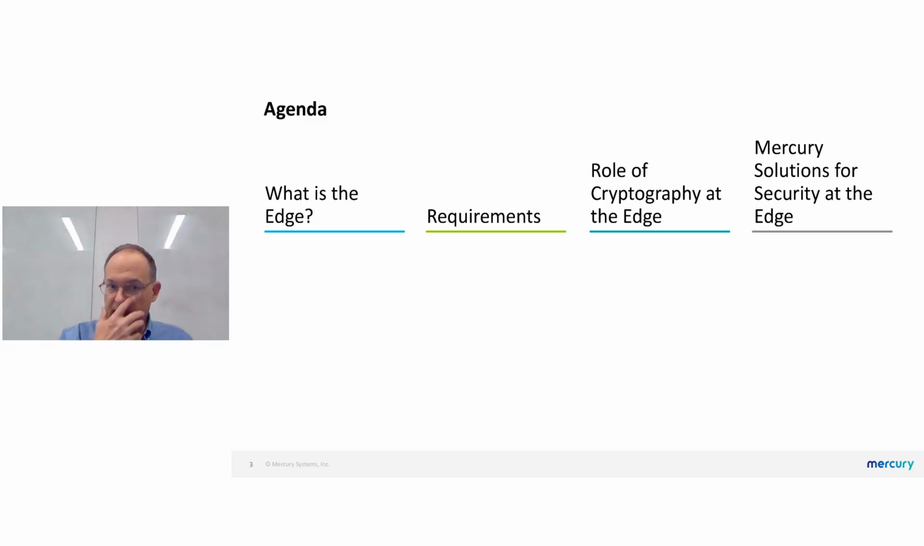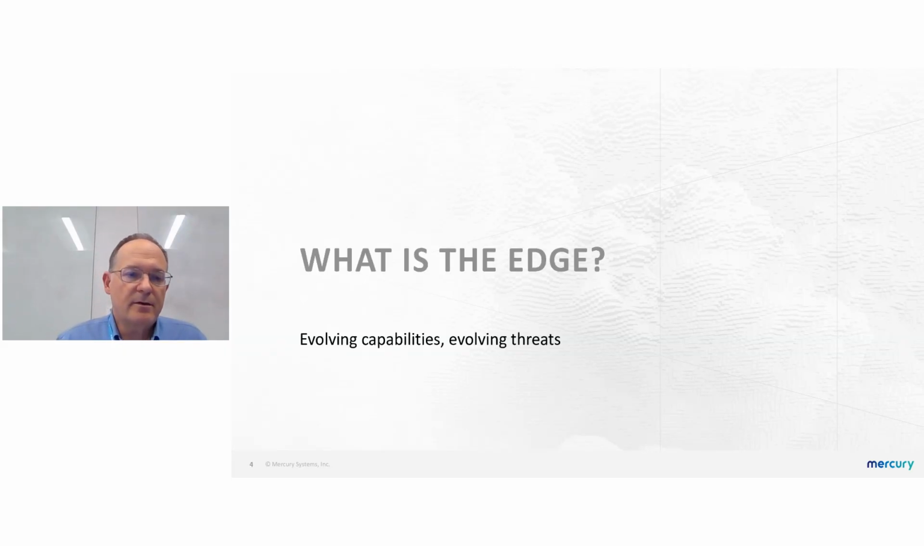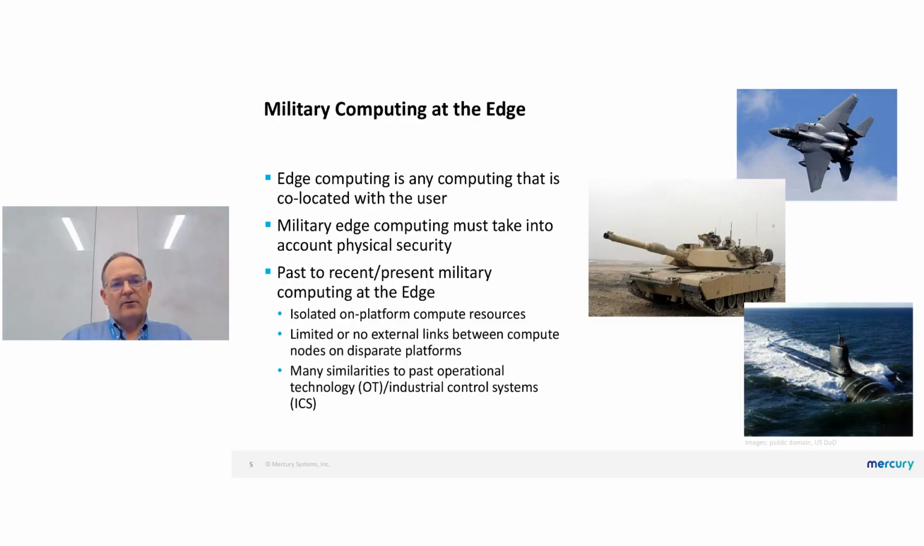So the agenda for today, we're going to talk a little bit about what is the edge and how that's evolving, requirements, the role of cryptography in particular at the edge, as that is one of the key solutions for security, and then talk about some of the solutions that Mercury offers for security at the edge. So first, look at really current platforms and in the past.